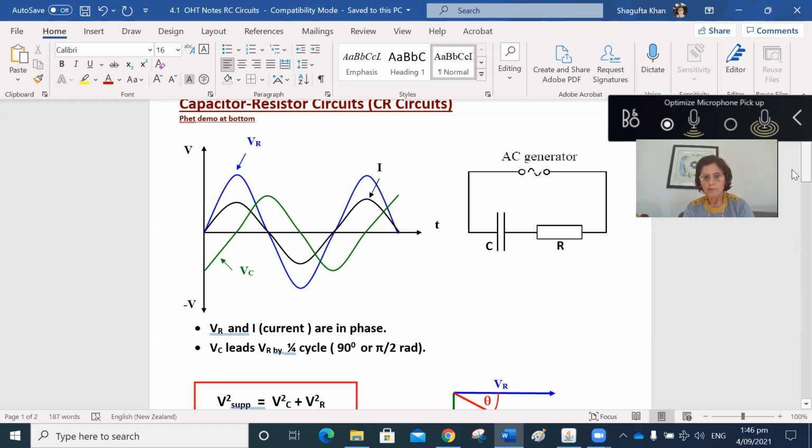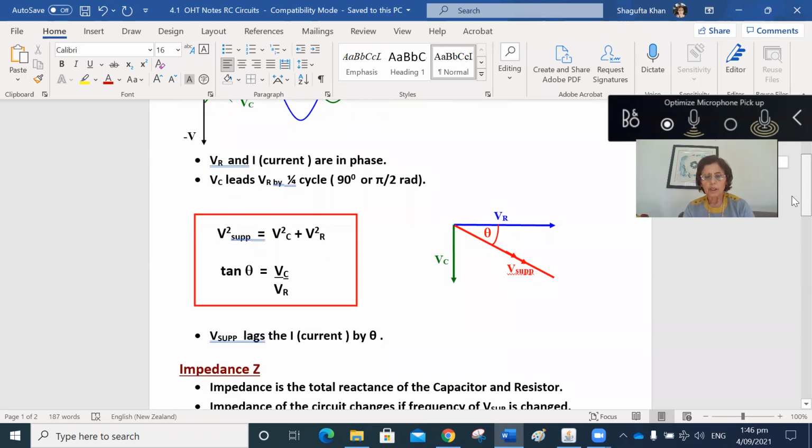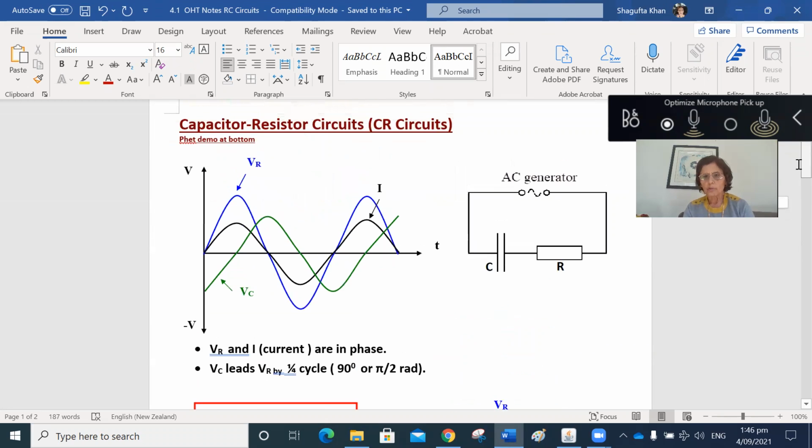Now, if we want to calculate what will be the supply voltage, over here, the AC supply or AC generator is supplying voltage. Capacitor and resistor are sharing the voltage. But if this one is, say, for example, 4 volts and this one is 3 volts, we cannot add them in a scalar manner. We will have to add them in a vector manner because they are not in phase.